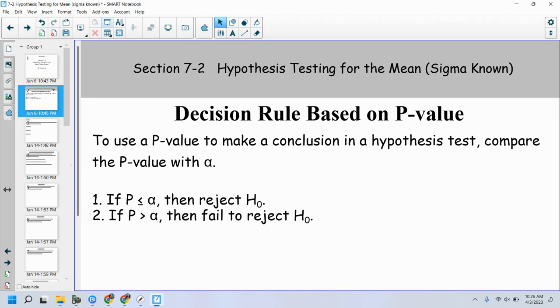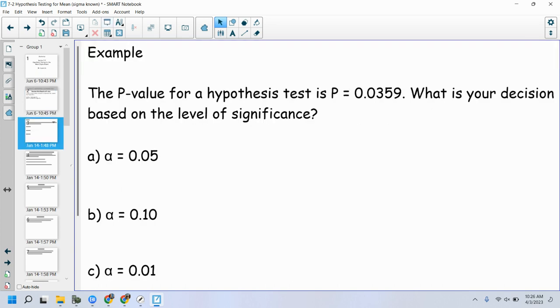If I want to support a claim, I put the claim in the alternative. So if I can make the statement to reject the null hypothesis, that is a roundabout way of accepting the alternative. We never actually state that, but that is a roundabout way of supporting the claim. Then if it's the other case, if p is greater than alpha, then we fail to reject. So that's really what we're looking for. If p is less than or equal to alpha, then we can reject the null. If it's not, then we fail to reject the null.